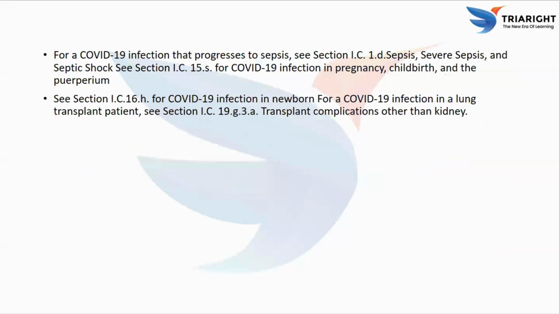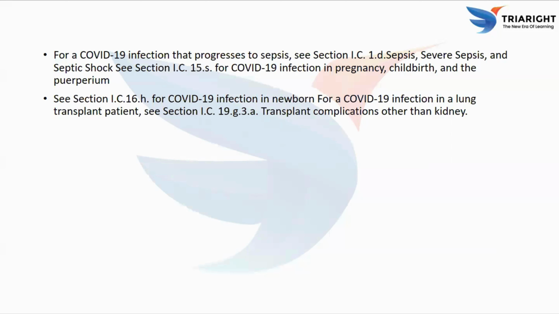So COVID-19 infection that progresses to sepsis, how do you code? When COVID-19 leads to sepsis, you must use the sepsis coding rules to determine the sequencing. The coding logic is COVID-19 can cause sepsis, but sepsis rules decide which code goes first. So usually sepsis code first, then followed by U07.1 for COVID-19 and followed by the organ dysfunction codes if present.